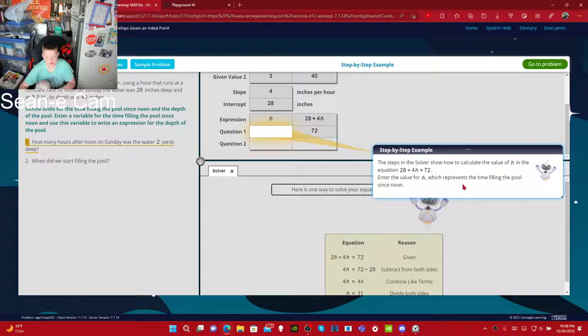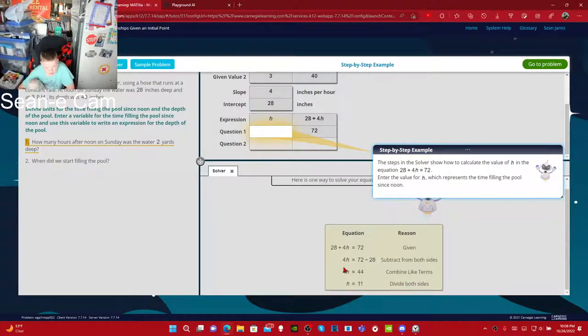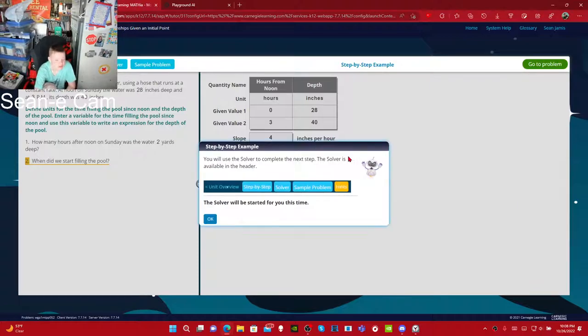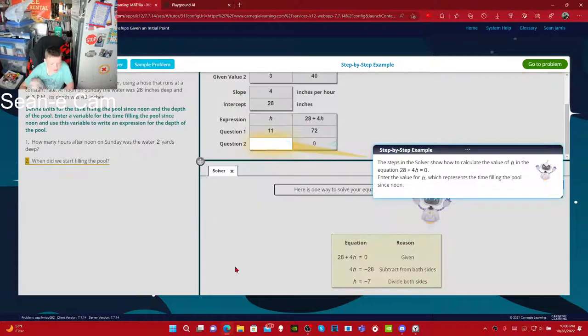The steps in the solver show how to calculate H in the equation 28 plus 4H equals 72. Enter the value for H, which represents the time filling the pool since noon. Enter the given value of the pool for question 2. And we start from the pool. Okay. And it fills in the equation for us again. And in this case, it is 7.